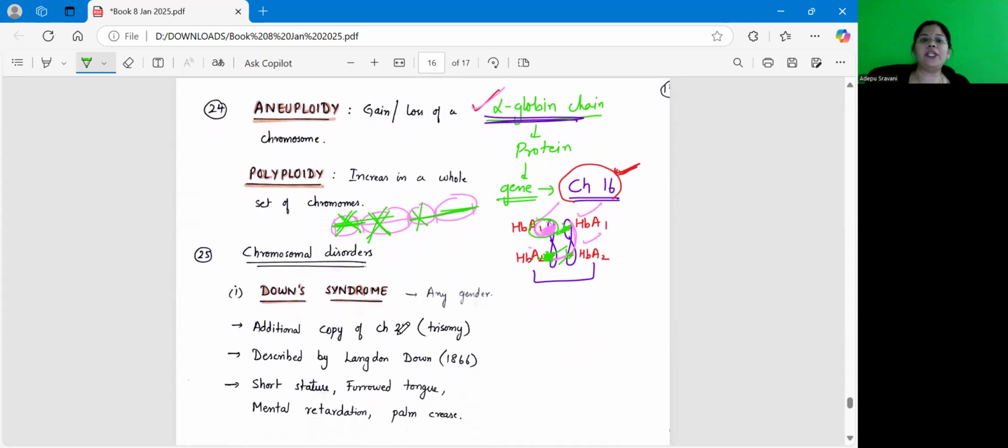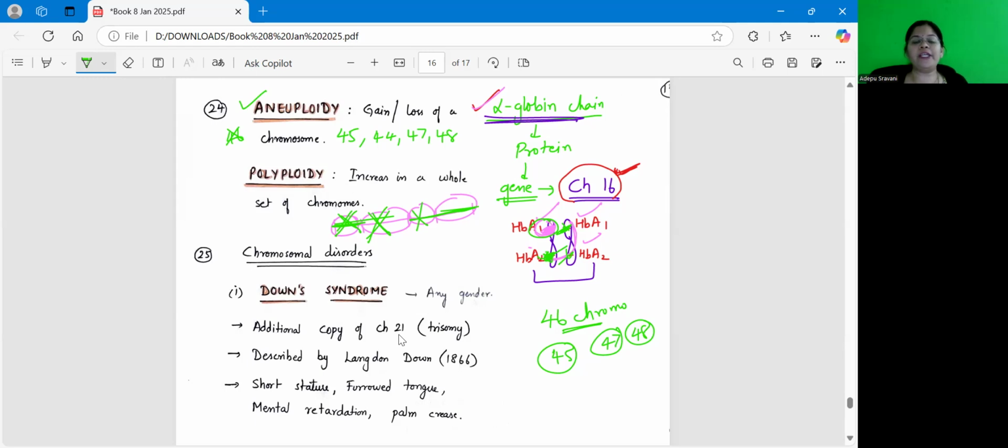Next, we'll talk about something called aneuploidy. Aneuploidy is a gain or loss of an entire chromosome. It is not one nucleotide or 2 nucleotides, but entire chromosomes. For example, say we have 46 chromosomes. Out of these 46 chromosomes, if I have lost or gained, if I have 45 chromosomes or 47 chromosomes or 48 chromosomes, then that condition I call aneuploidy. So instead of 46, I will have 45 or 44 or 47 or 48. 46 will not be there in case of aneuploidy. Clear?